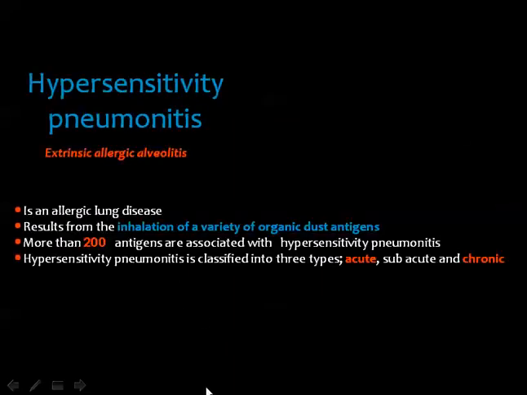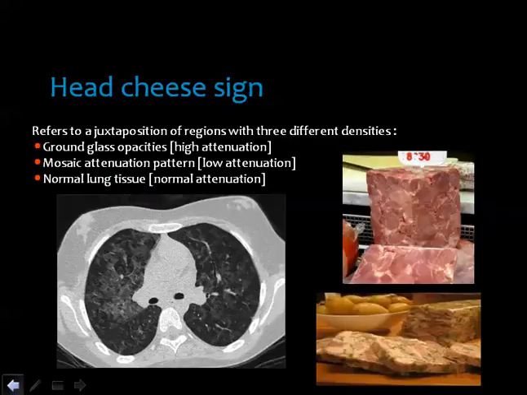We start with hypersensitivity pneumonitis, which is one of the chronic diseases that produce a ground glass pattern. This is a reaction in the lung in response to inhalation of a variety of organic dust antigens. The presentation may be acute, but in most cases, according to the literature, we see it in the chronic and subacute phases. In the acute phase, the opacities in the lung are in the form of ground glass opacities. And in the literature, they refer to it as the head cheese sign.